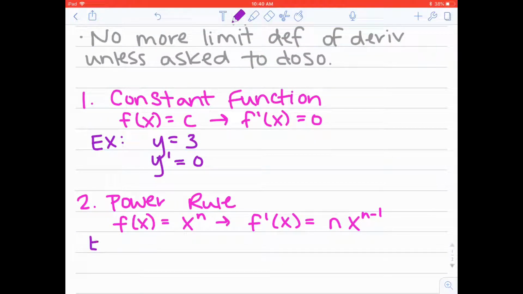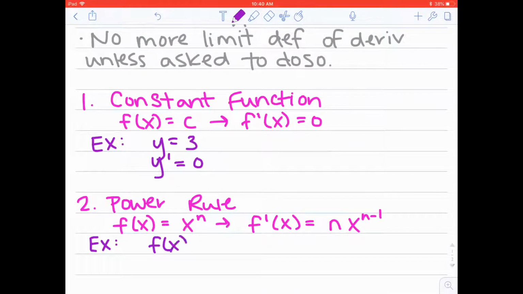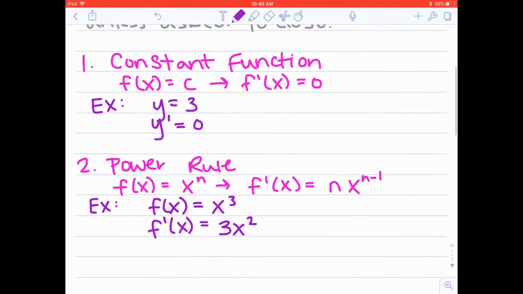So for example, if we have the function f of x equals x to the third, then the derivative of that, we're going to take that exponent of 3 and move it to the front, and then we're going to take that exponent of 3 and drop it by 1, 3x squared.